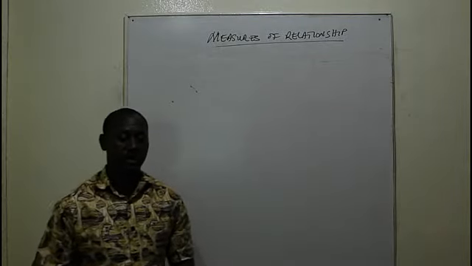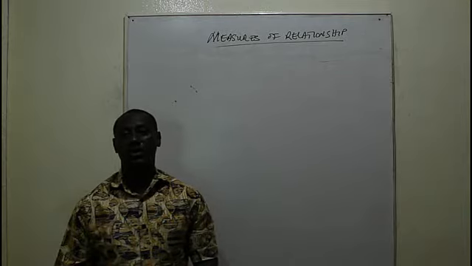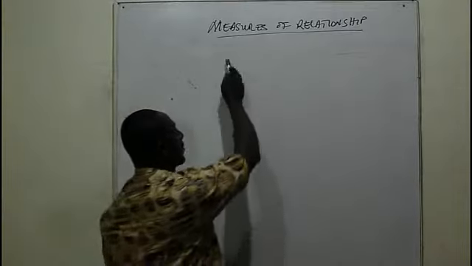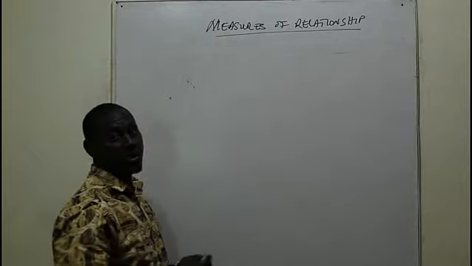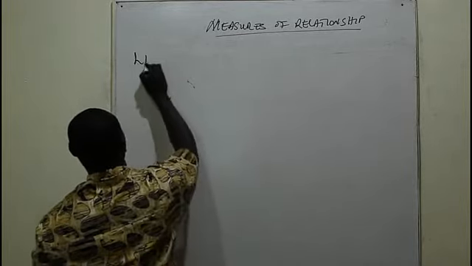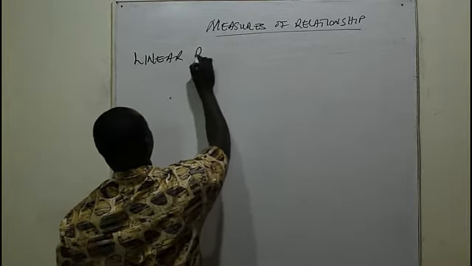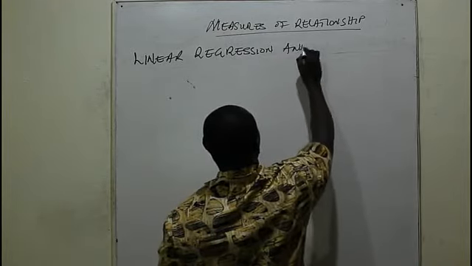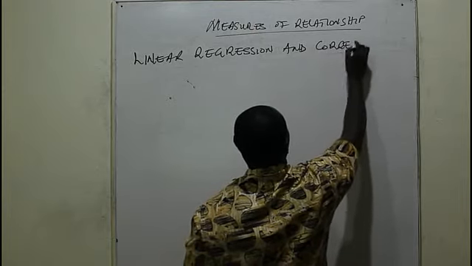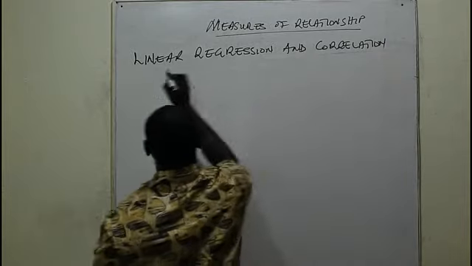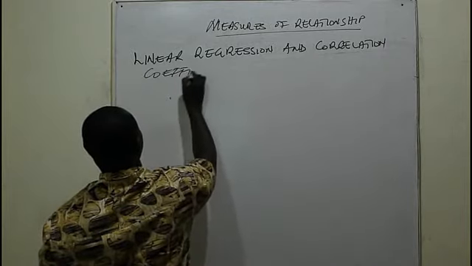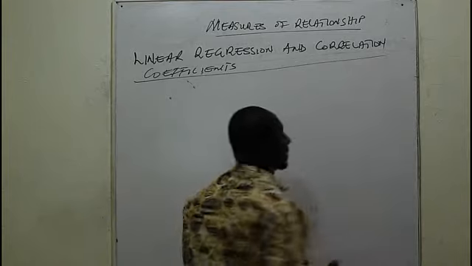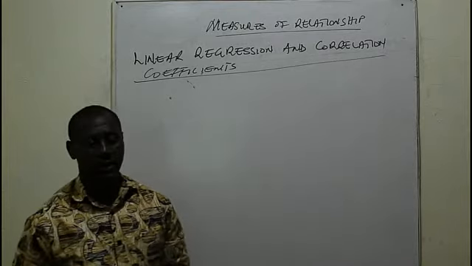Good afternoon, students, and you're welcome back to our day's lecture, which is going to be on unit number 5 on the course outline. Now, unit 5, our focus is going to be on measures of relationships, and then we shall be talking about linear regression and correlation coefficients. These are what we are going to talk about for the day.